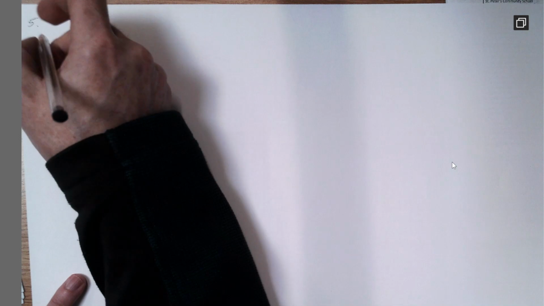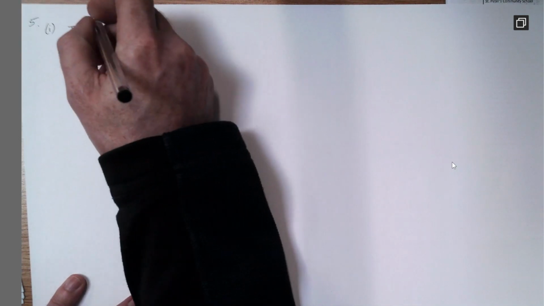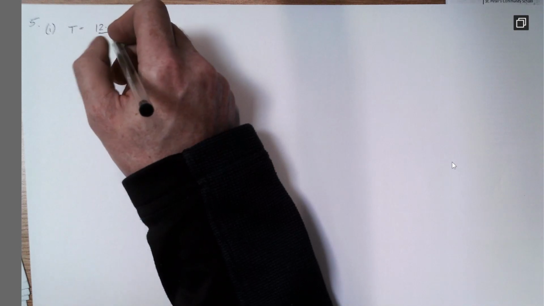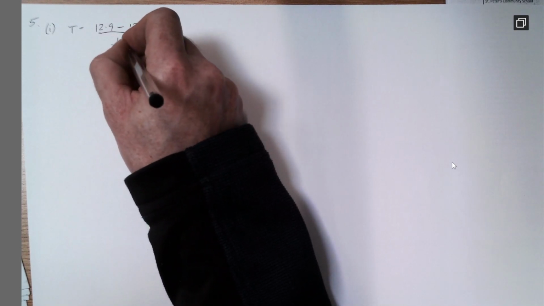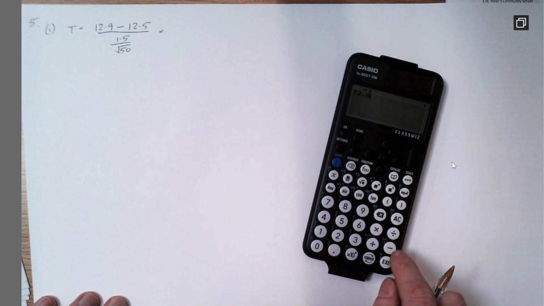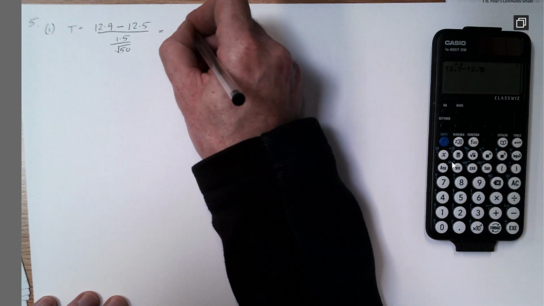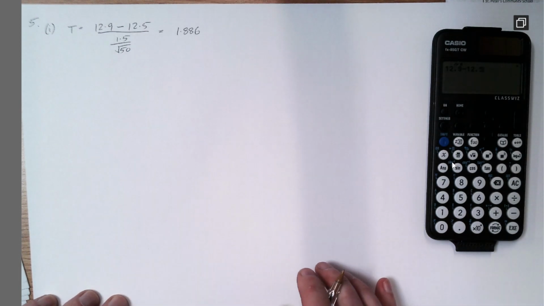So just a quick look at the test statistic with the t column. What you're doing is the sample mean minus the claimed mean, divided by the standard deviation over the square root of 50. Punch that into the calculator, and we get 1.886.